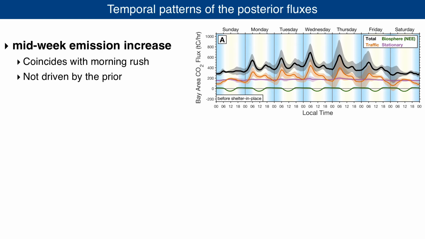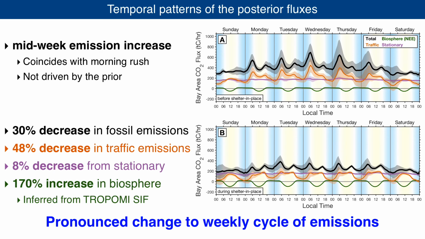The panel on the right shows the CO2 fluxes before shelter in place, and we're finding large CO2 emissions from traffic in orange that coincide with the morning rush during the middle of the week. This is not simply driven by our prior emissions, and it's notably absent from the weekend. The bottom panel shows the same thing, but for the time period during shelter in place.